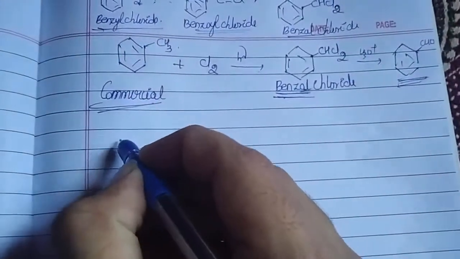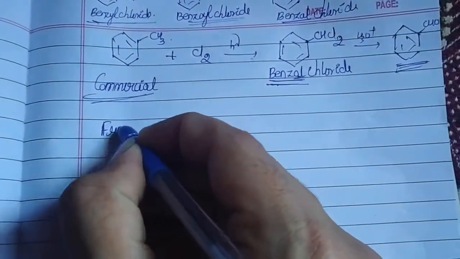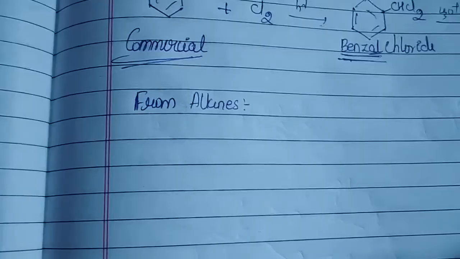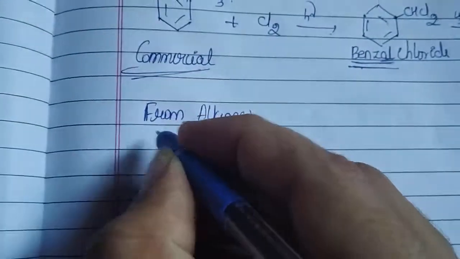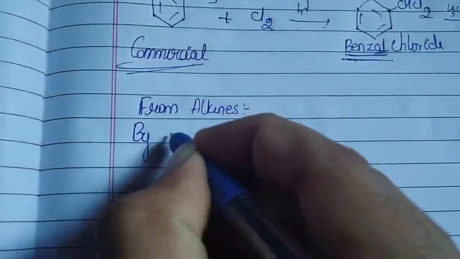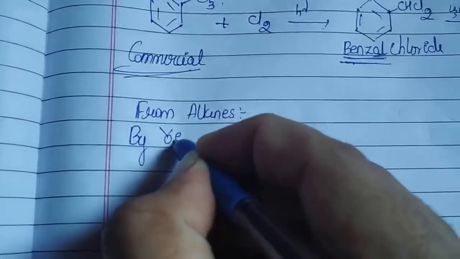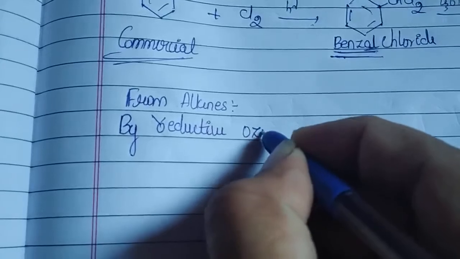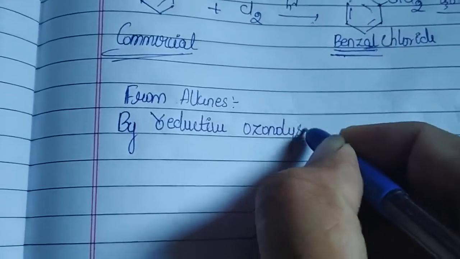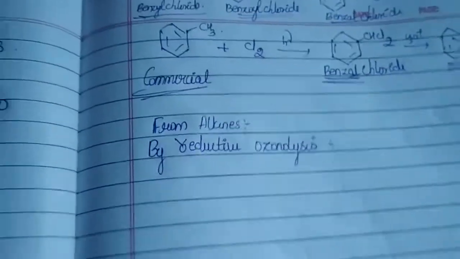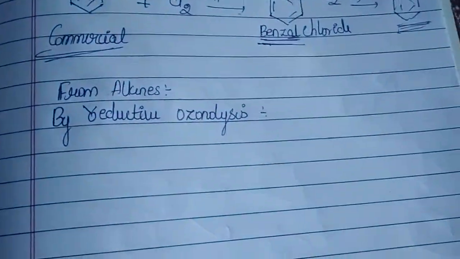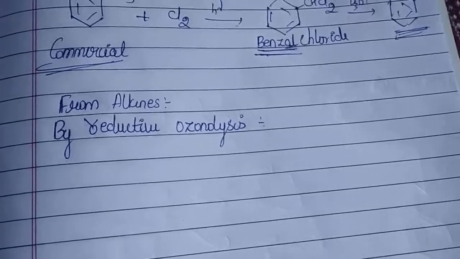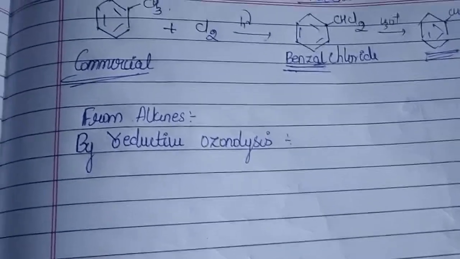Now coming to the interesting reactions we are going to study: how can you prepare aldehydes from alkenes? They are prepared by ozonolysis, or more particularly by the reductive ozonolysis process. Before going to the reactions, first let us understand what is the importance of ozonolysis.